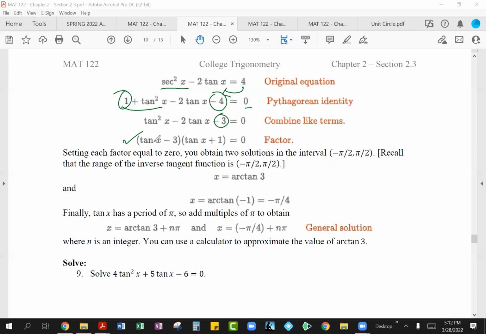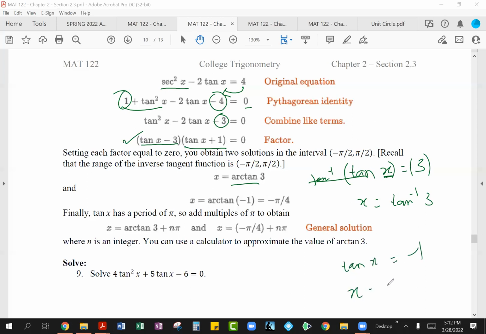Now you're basically ending up with tangent of x, move that 3 to the other side. So to get x by itself, we use the tangent inverse function or the arctangent. So that's how you end up getting x equals arctangent of 3. And then same thing over here, you will get tangent of x equals -1, which will give you x equals arctangent of -1. And then based on that, we should be able to come up with a solution. This guy does not give us a nice clean answer. So we leave it as arctangent.